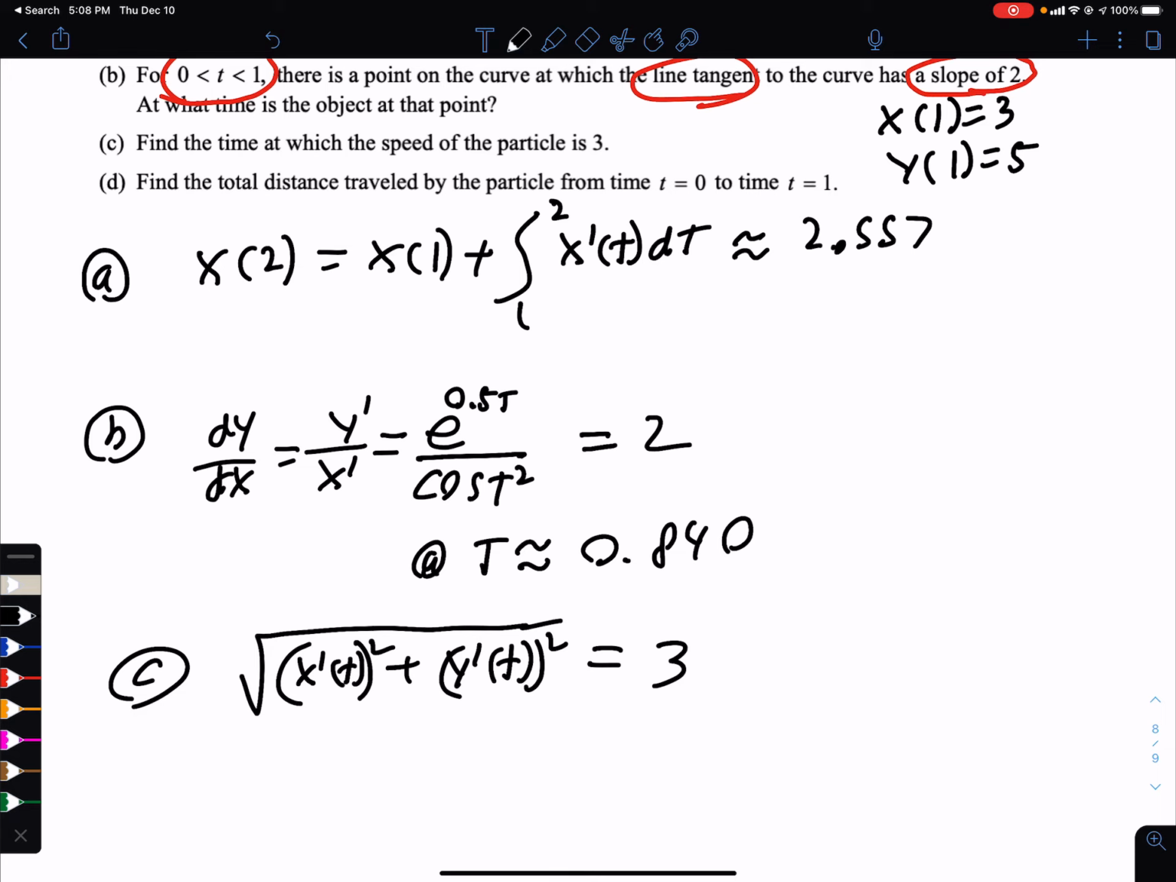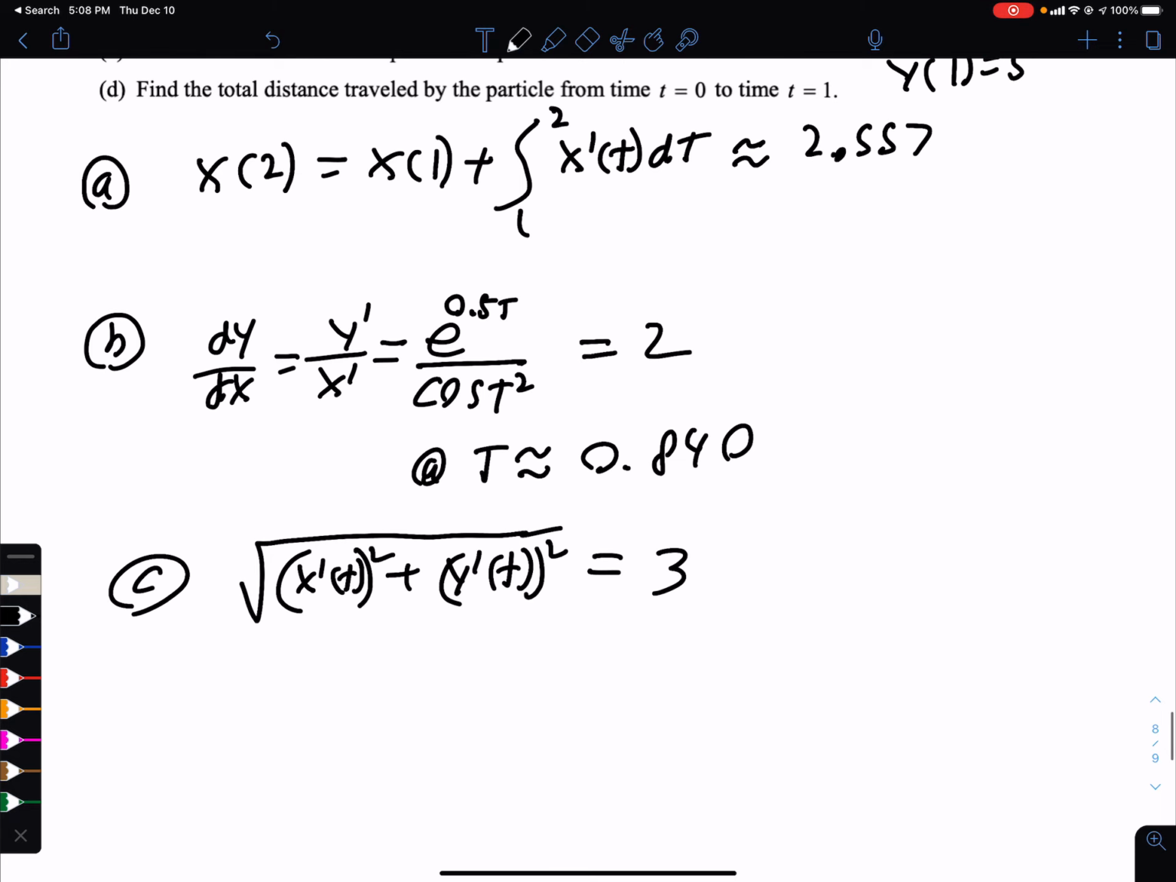Well, again, this is calculator work. You could graph this on your calculator, graph that on your calculator, and find where they intersect. If you were to do that, you would get a t of about 2.196 or 2.195 if you truncate. That's part C. Part D, find the total distance traveled.